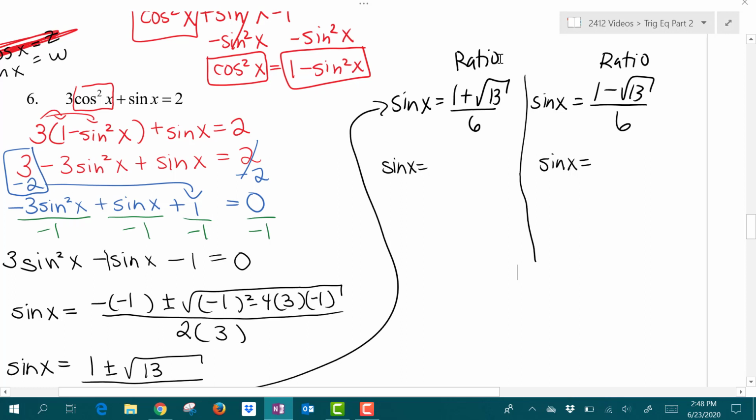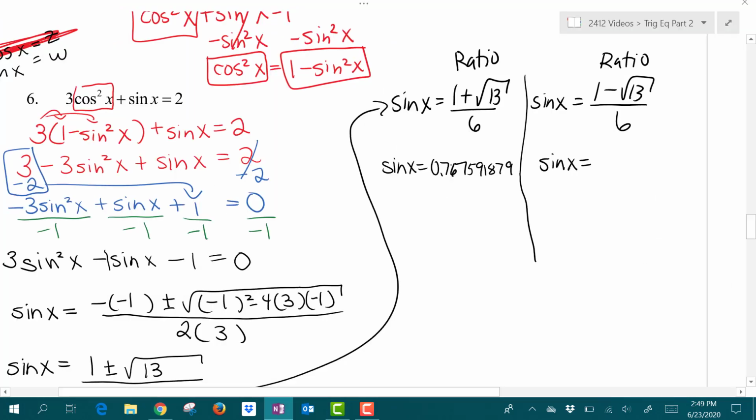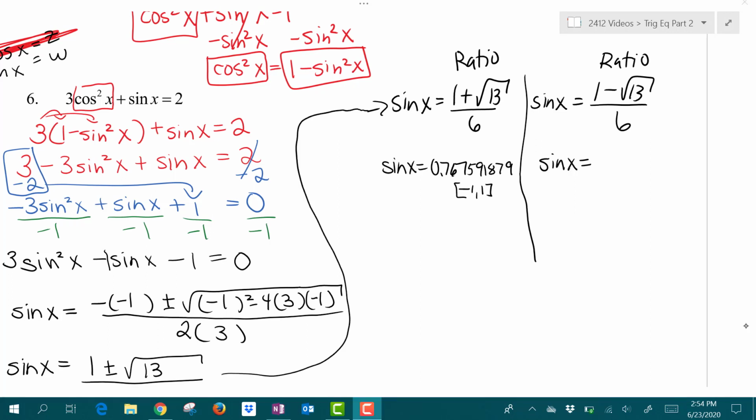Alright, so what I'd like to do is to put these into our calculator to figure out what the approximate value of those ratios are. So I'm going to go to Desmos and I'm going to type those in. So 1 plus the square root of 13 divided by 6 is about 0.767 and so on. I'm going to copy that back to our notes. Alright, so that's the approximate value of our ratio. We know that sine ratios are going to bounce between -1 and 1, so that's an allowed ratio.